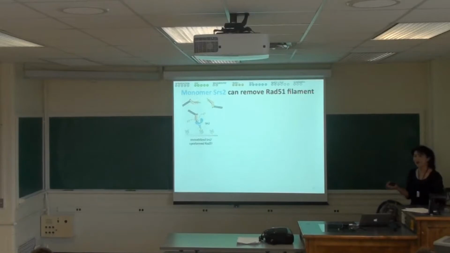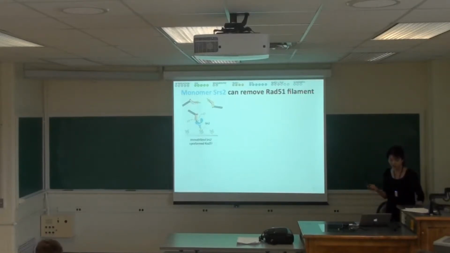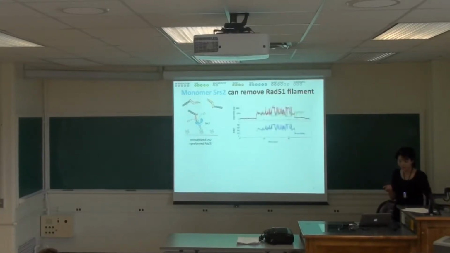So again, the monomer-dimer question. Is monomer sufficient to remove the filament? So we use the same assay. We immobilized the protein on the surface by the same chemistry, and then we applied the preformed filament. And similarly as before, what we see is the appearance of FRET and then a removal process, right? Whatever is happening here is removing the filament. Then we have the signature that tells us that it's removed it.